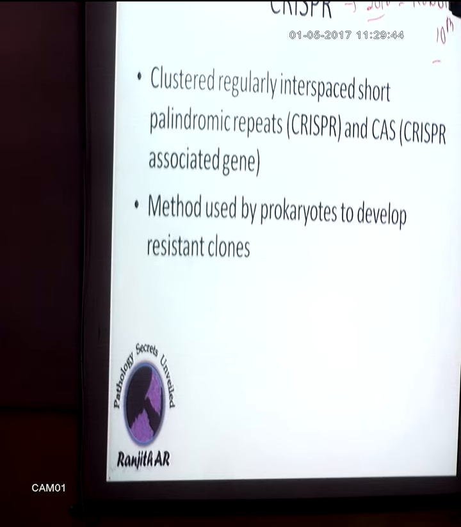What is CRISPR? Expansion of CRISPR can be an MCQ. Clustered, regularly interspaced, short palindromic repeats, that is called CRISPR. And Cas is CRISPR associated gene, which is almost always called Cas CRISPR.